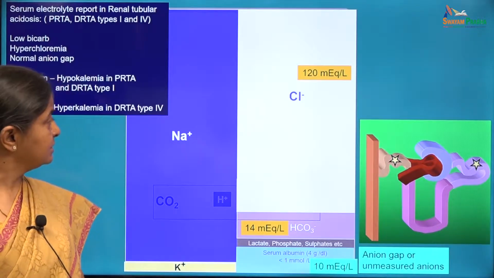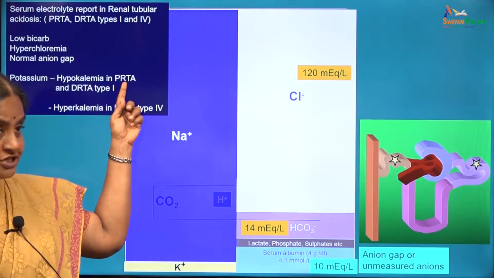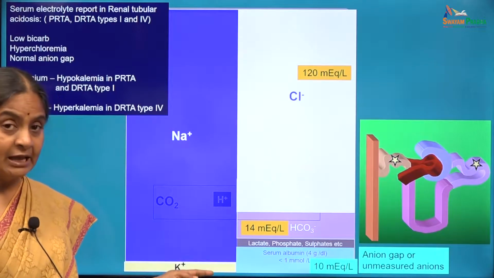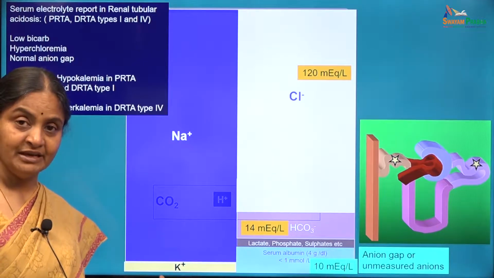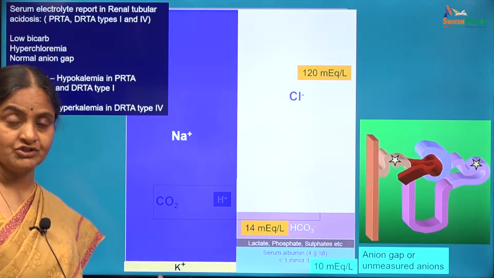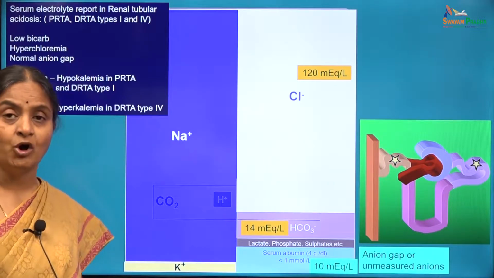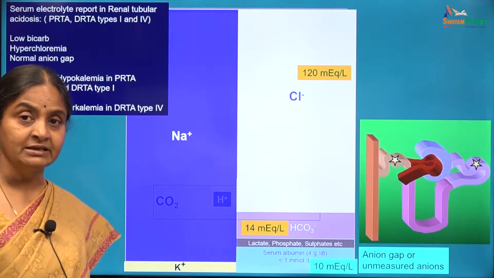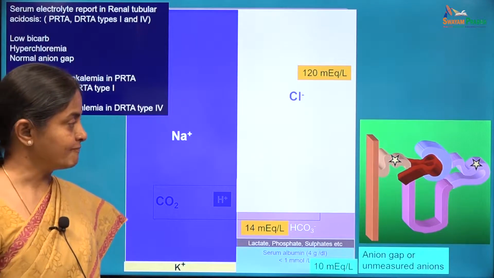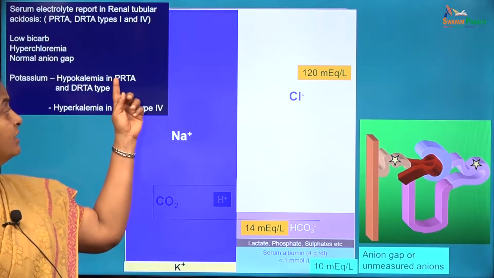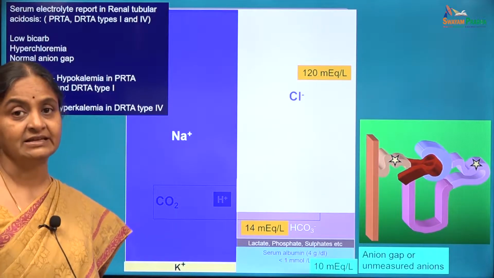We have also seen that in type 1 DRTA and type 2, which is proximal RTA, there is hypokalemia, whereas in type 4 DRTA, there is hyperkalemia, just like the other causes of metabolic acidosis. PRTA and type 1 DRTA are different from all other types of metabolic acidosis in that they have a low potassium. We will see why. In fact, why there is hypokalemia in proximal RTA, we will reserve that question for later. We won't consider that in this session.